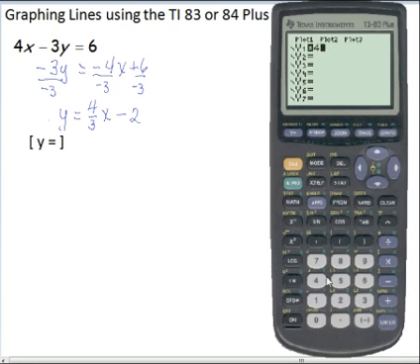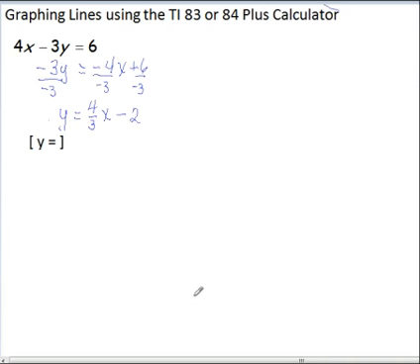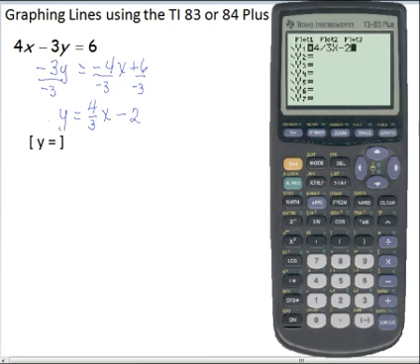Right? And then go up to y1 and write your 4/3 x minus 2. 4/3 is written 4 divided by 3. The x key is right next to the alpha. And minus, subtract 2. Okay?